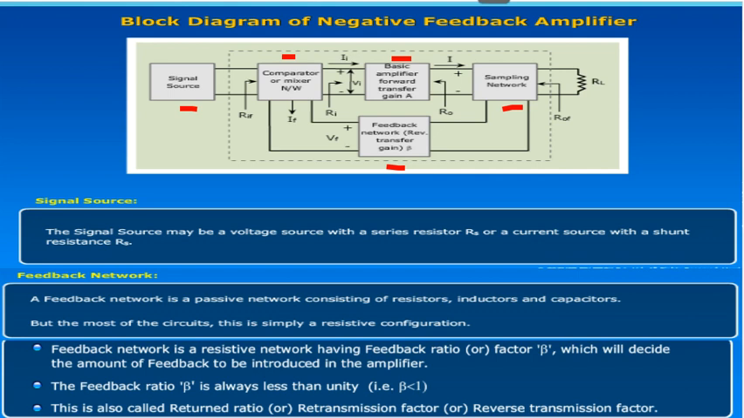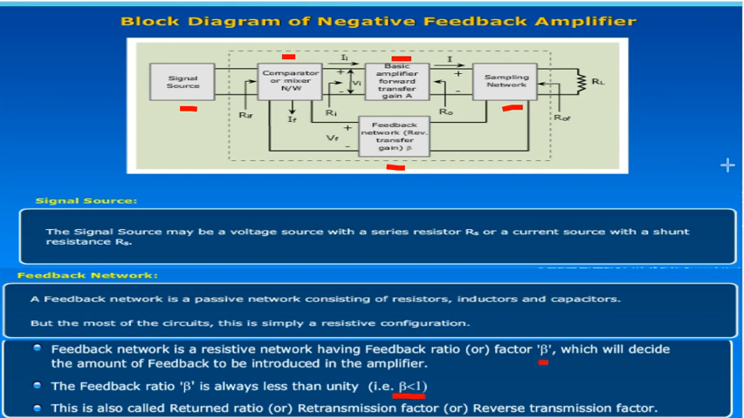First we will go with the feedback network. The feedback network consists of passive elements like resistors, inductors and capacitors, but in most negative feedback amplifier circuits this feedback network is a resistive configuration. The feedback network gain or ratio is represented by beta, which decides the amount of feedback to be introduced in the amplifier. The feedback ratio beta is always less than unity, that is, less than 1. The notation beta is also used for the current gain of a transistor, but there beta is greater than 1.